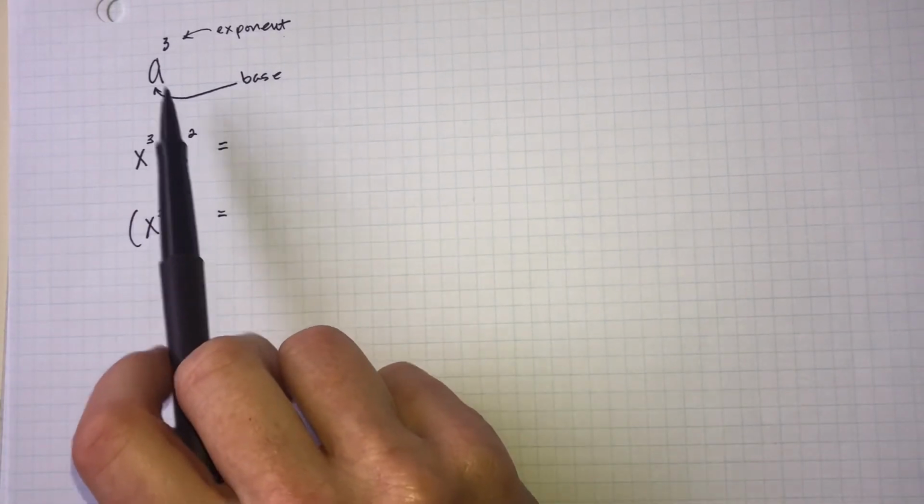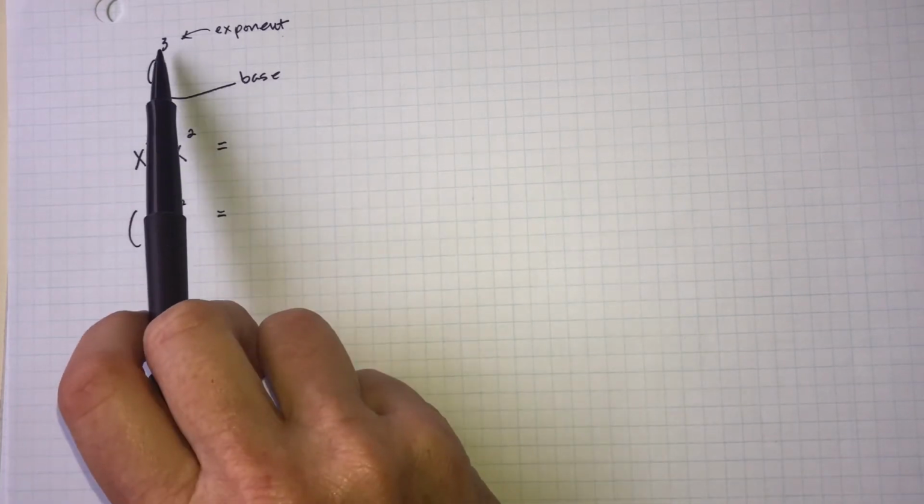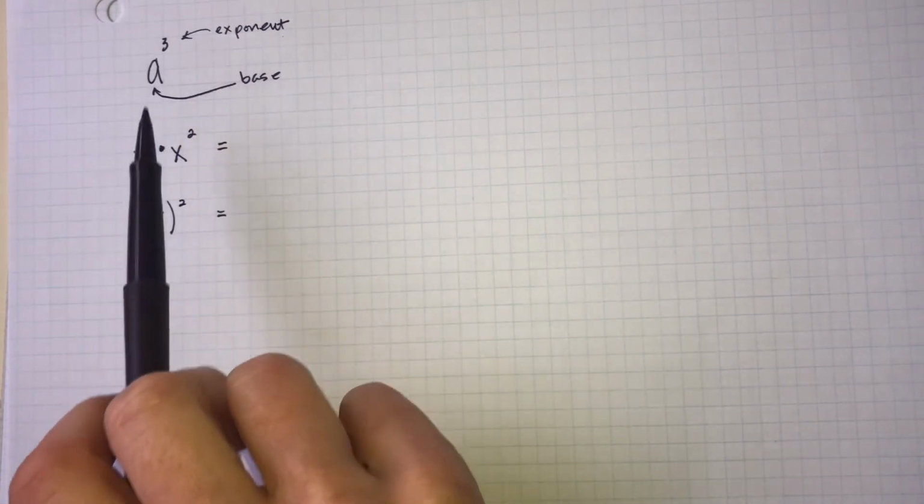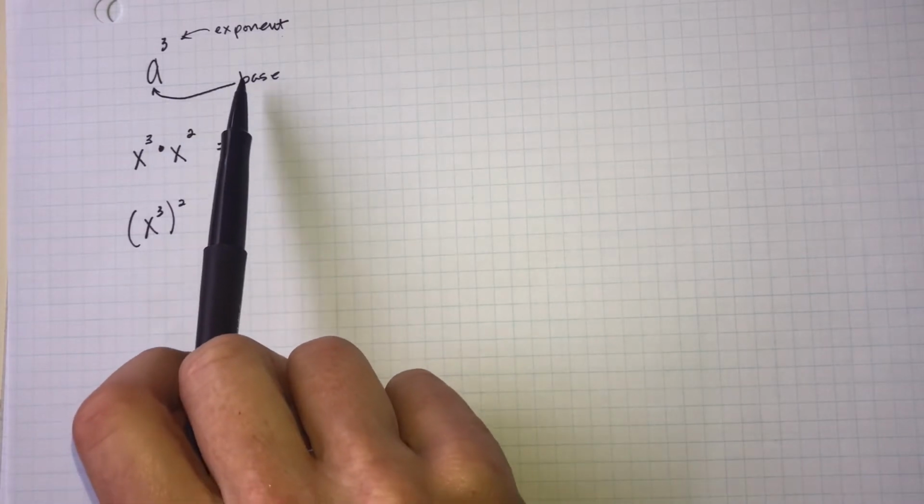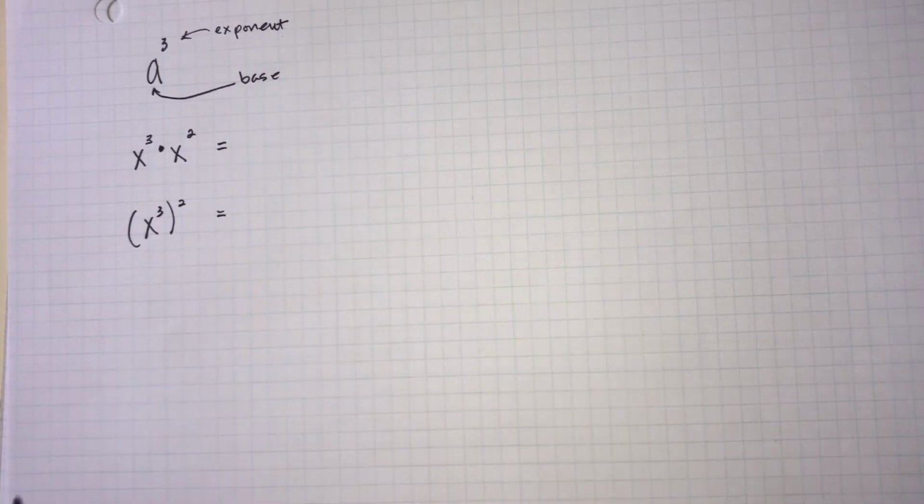So recall that when we have an expression like this, a to the third power, also known as a cubed, the a is our base and the 3 is our exponent.